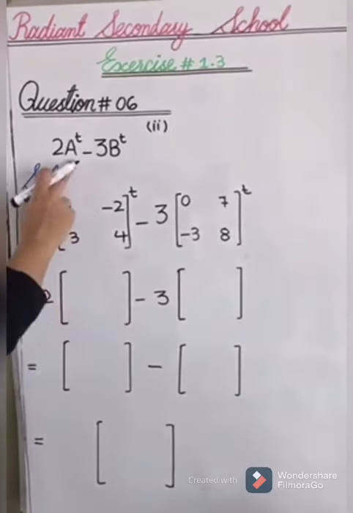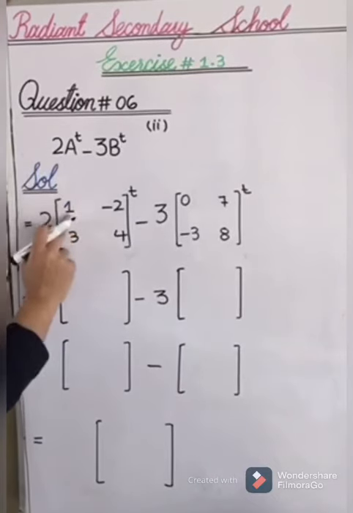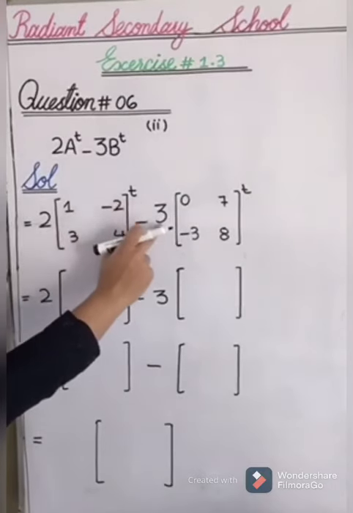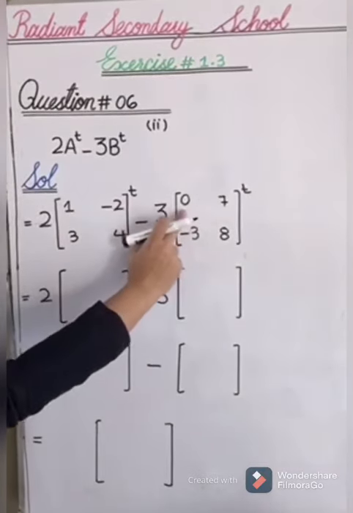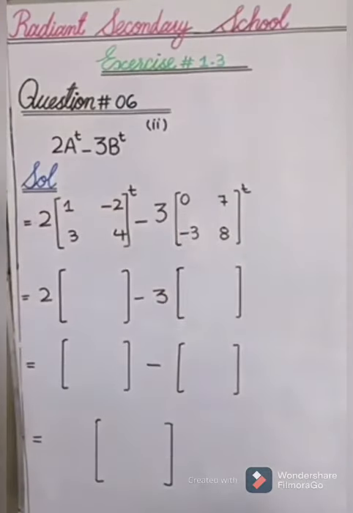So first of all, we have matrix A, which is 1, minus 2, 3 and 4. Then we have a negative sign here, and then 3 into 0, 7, minus 3, 8, and then transpose. I have put transpose here. So let's start to take transpose here.